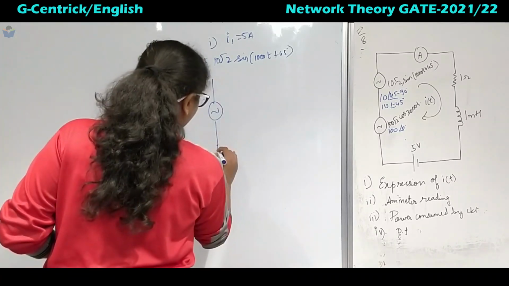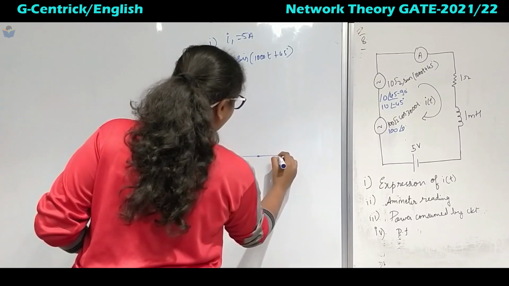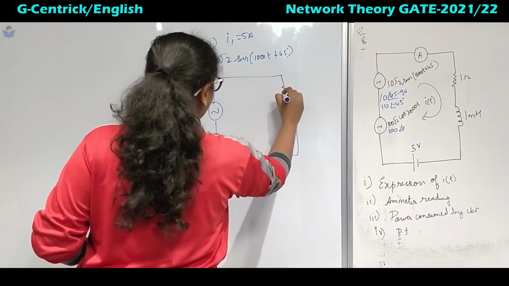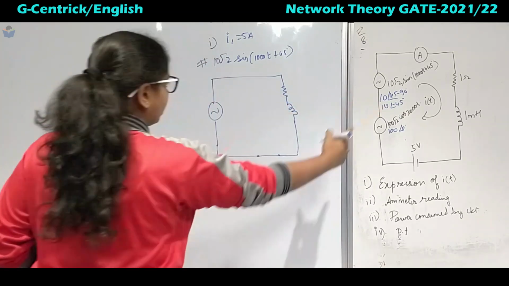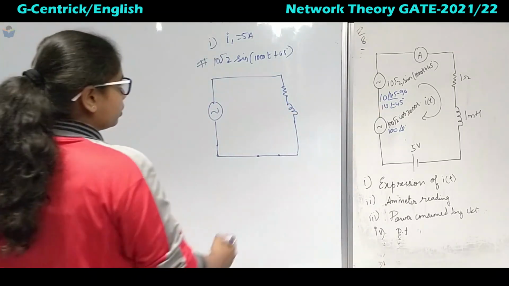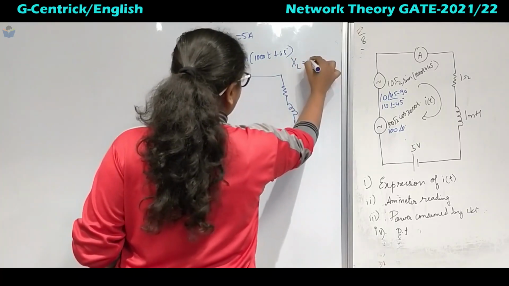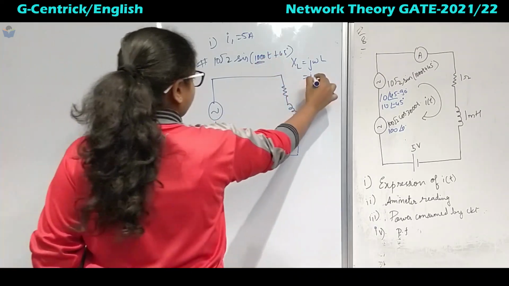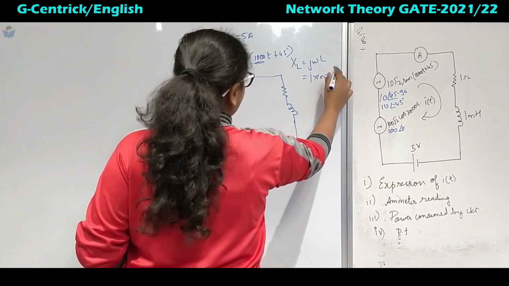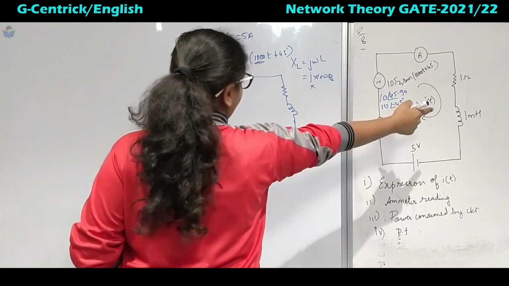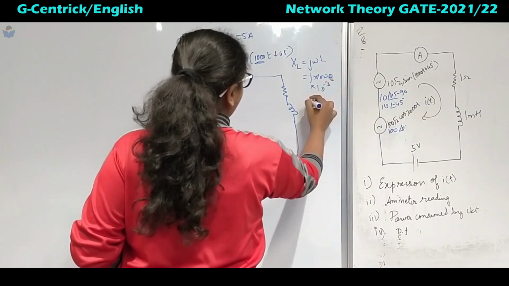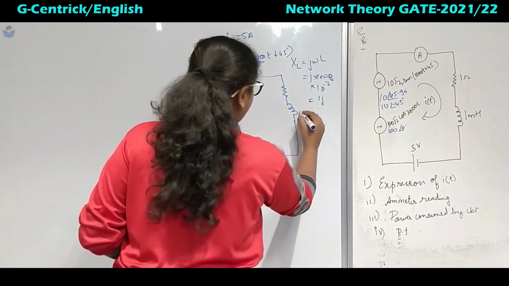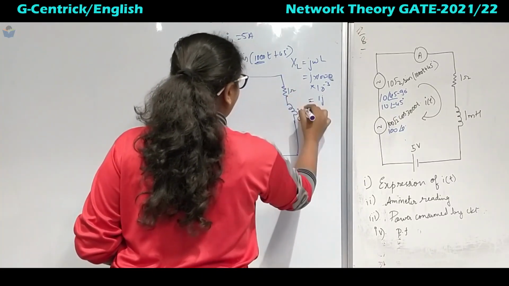Here it is short circuit. This is also short circuited, but the inductor this time will not be short circuited. Now convert that into ohmic value. XL is j omega L. What is the frequency we are taking? It is 1000 into 1 millihenry, so 10 to the power minus 3, it comes out to be 1 J. So I'll write it here as J1, this is 1 ohm.